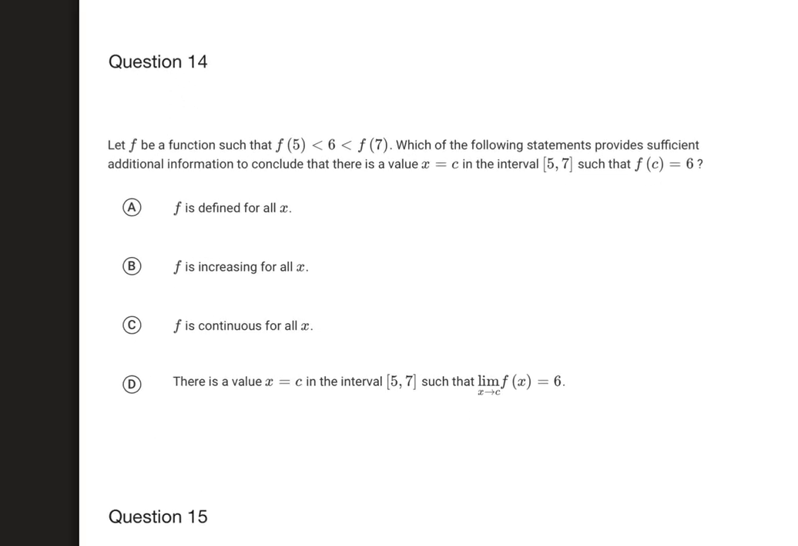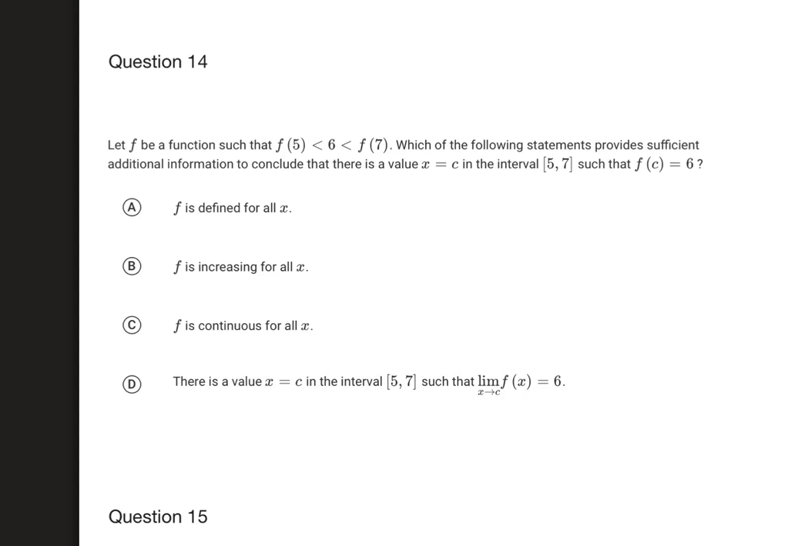Okay, next one, they say let f be a function such that f of 5 is less than 6, which is less than f of 7. Which of the following statements provides sufficient additional information to conclude that there is a value x equals c on the interval from 5 to 7 such that f of c equals 6? Okay, so hopefully you see that this is like an intermediate value theorem question, right?